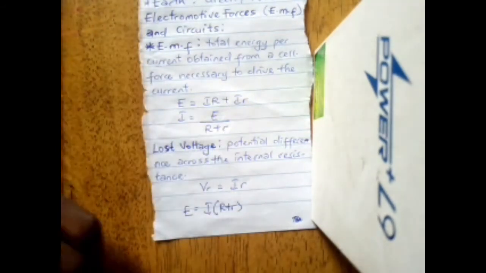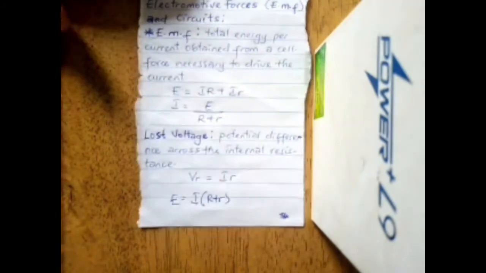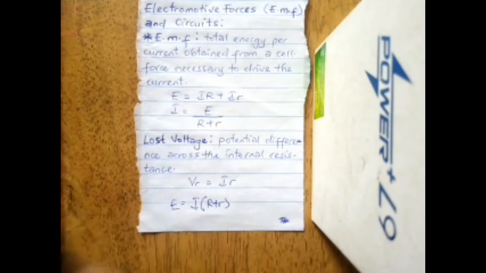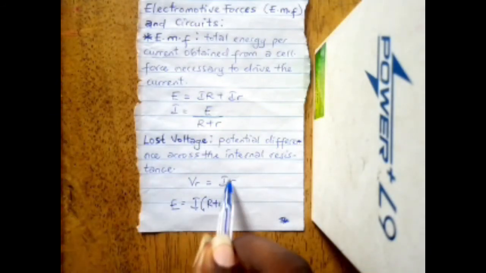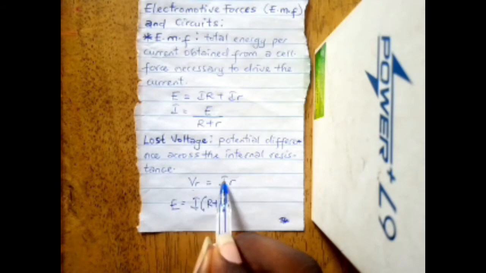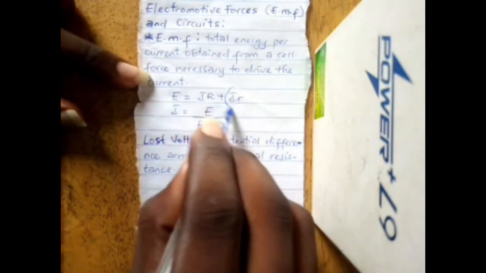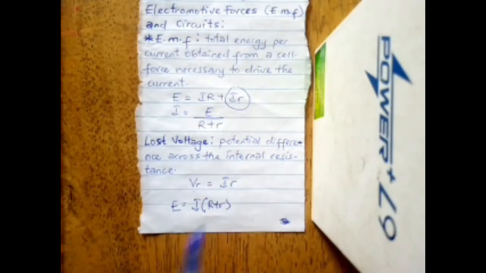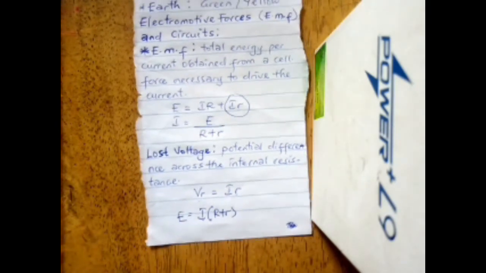So lastly, we have lost voltage. Now lost voltage simply talks about the potential difference across the internal resistance. Now I said it earlier, the voltage across the internal resistance of the cell is given as the current times small r, which is this. So this refers to the lost voltage of the cell, the potential difference across the internal resistance of the cell. So now we'll quickly be looking at some past questions.